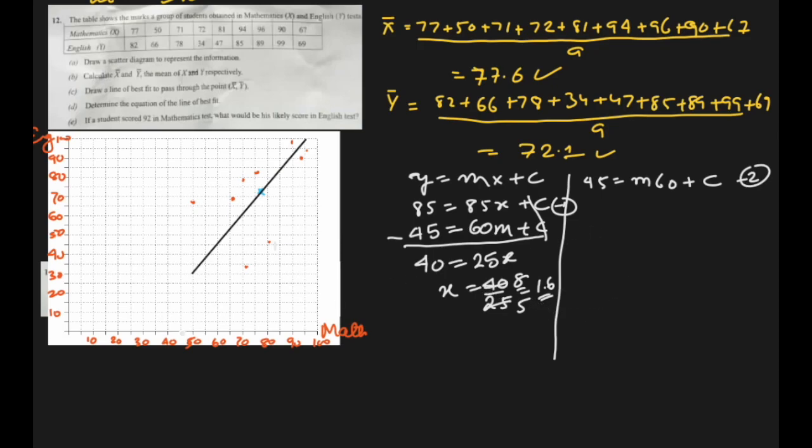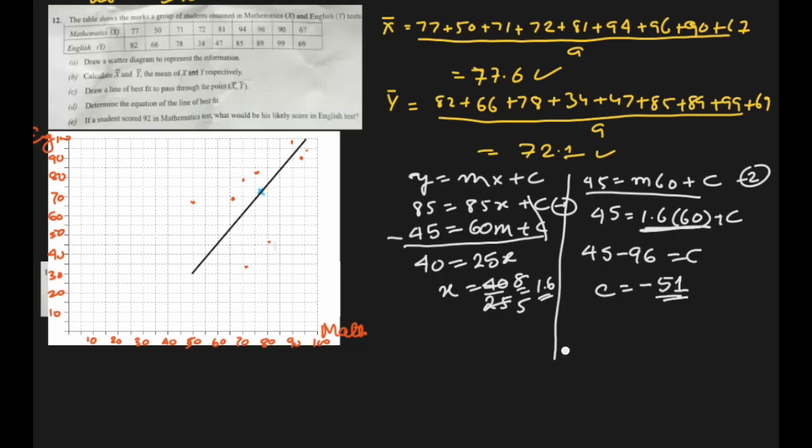Now we have to find c. C means the y-intercept, and we can see that this line, if I bring it down, will have a very negative y-intercept. So let's put this 1.6 in this equation. 45 equal to 1.6 times 60 plus c, 96. 45 minus 96 equal to c, c equal to negative 51. Okay, that is the equation now. y equal to 1.6x minus 51. This is the equation of the line of best fit.